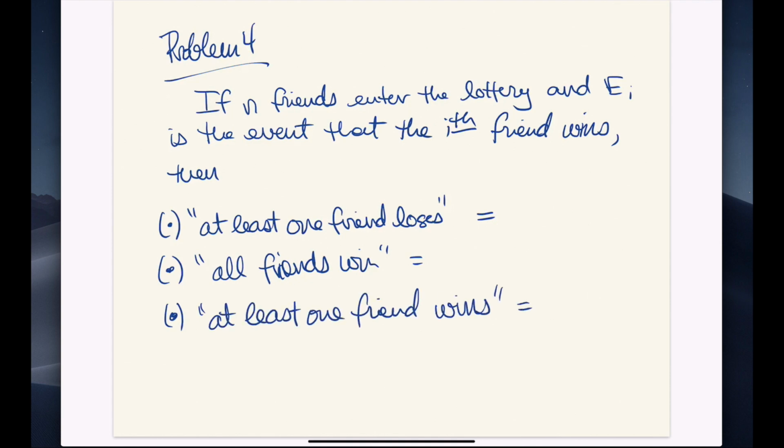So if n friends enter the lottery and we denote by E sub i the event that the ith friend wins, so this is for each i from 1 to n, then the event that at least one friend loses is the complement of the event that all the friends win. So the event that all the friends win is the intersection of all the E events. And then we're taking the complement of that here. The event that at least one friend wins is the union.